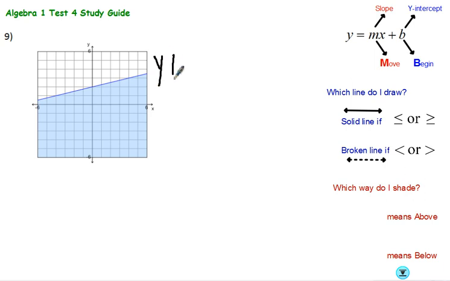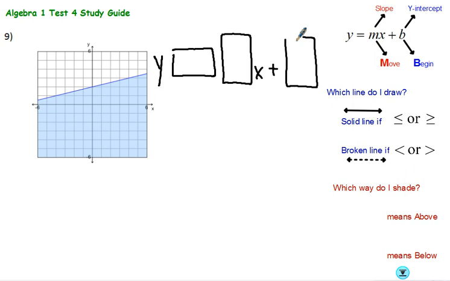Same setup. What's the symbol? What's the slope? What is the y-intercept? Right, so same setup on that. We're looking for the symbol. We want to know what slope they used, and we want to know where they started that line. What would the y-intercept be?